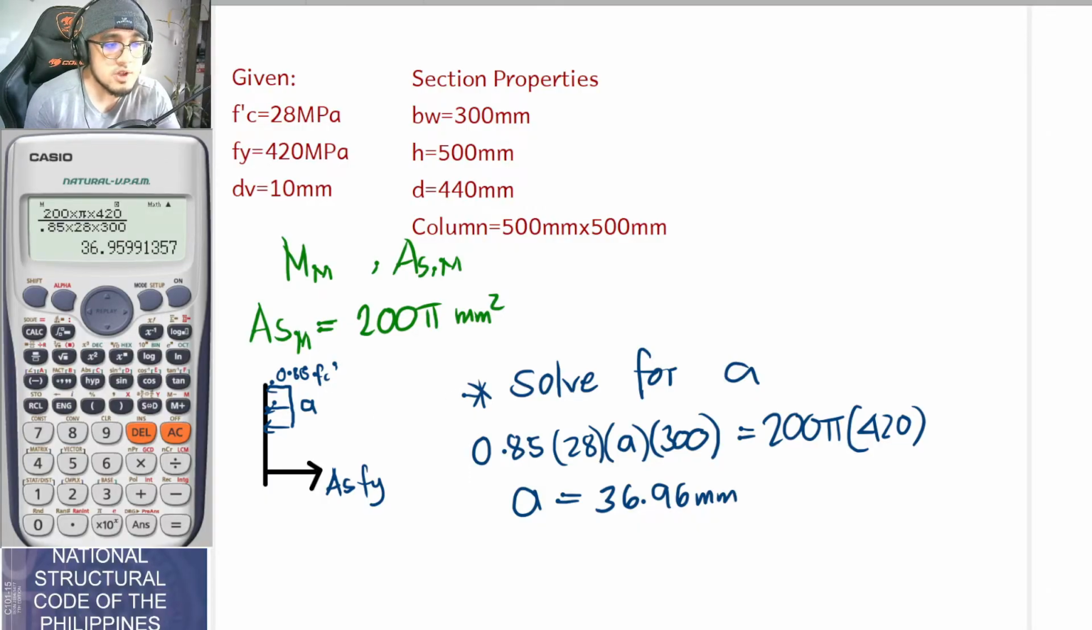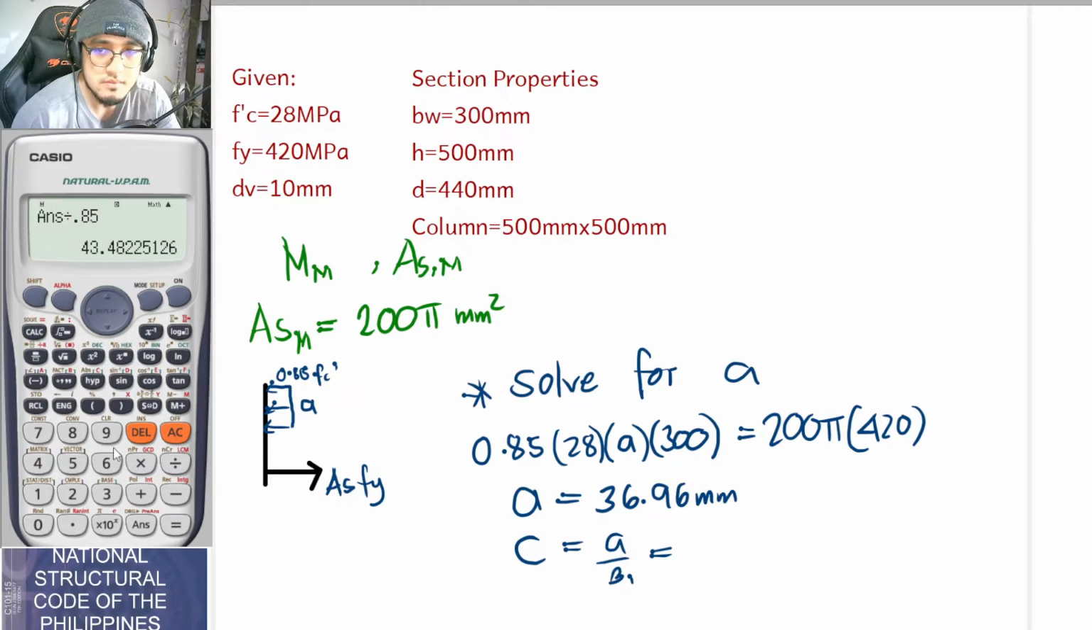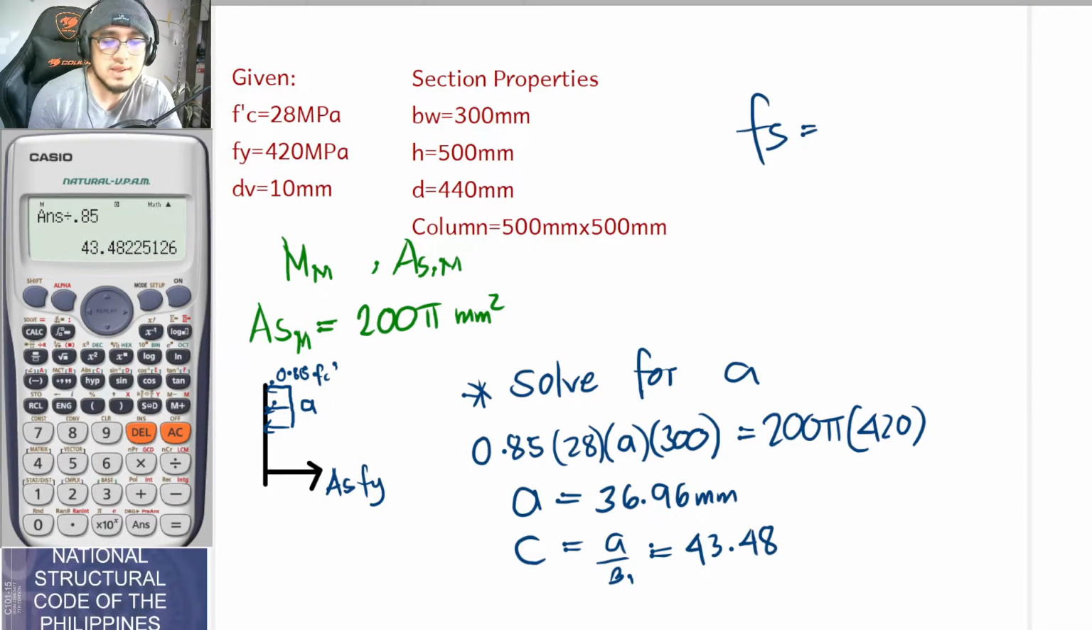But if you want to check if Fs is really equal to Fy, let's solve for c. So c is equal to a divided by beta 1, and this is to be equal to 43.48. And with that, guys, no? So if that is to be 43.48, for the value of your Fs, I will just be writing them here at the top. I-erase din lang naman natin yan mamaya.